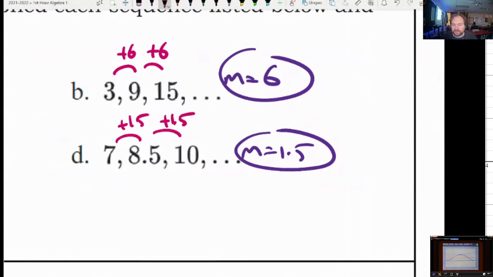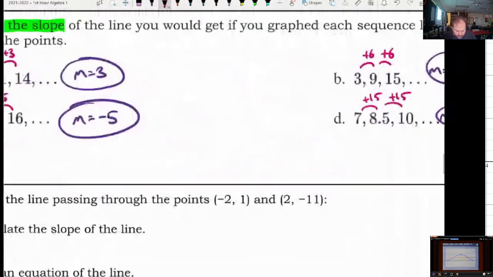If you were to graph these, you would get a straight line, and the slope would be what you're adding every time, the constant rate of change.